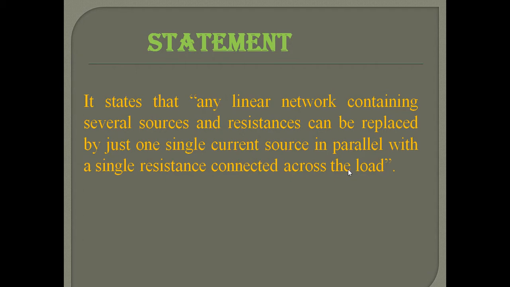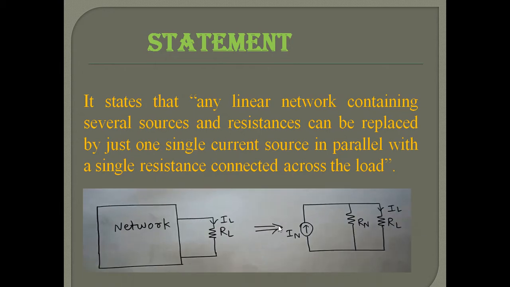What does it mean? It means that any complex network connected across the load can be easily replaced by Norton's current source in parallel with Norton resistance across the load. The pictorial representation of this theorem is like this. This is the complex network connected across the load. We'll solve this network to find the values of IN and RN so that it will be converted into the simple network. To understand this concept, let's see some examples or problems related to this topic.